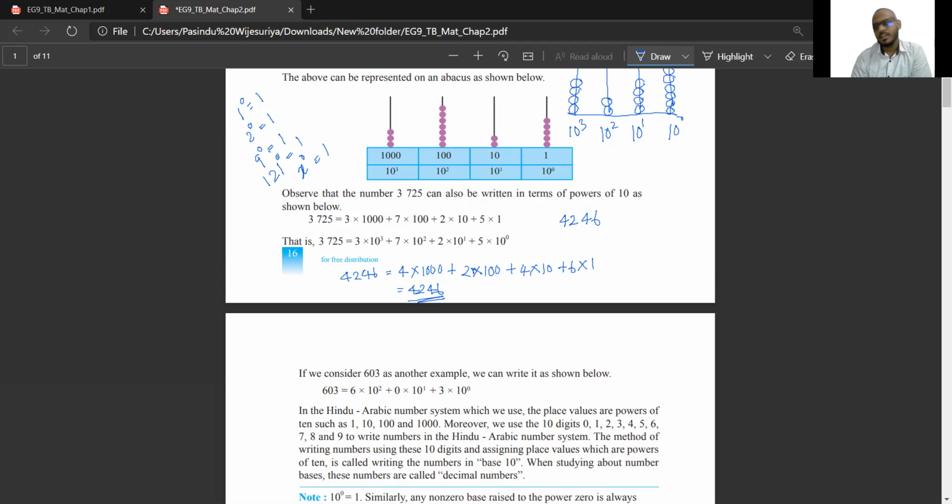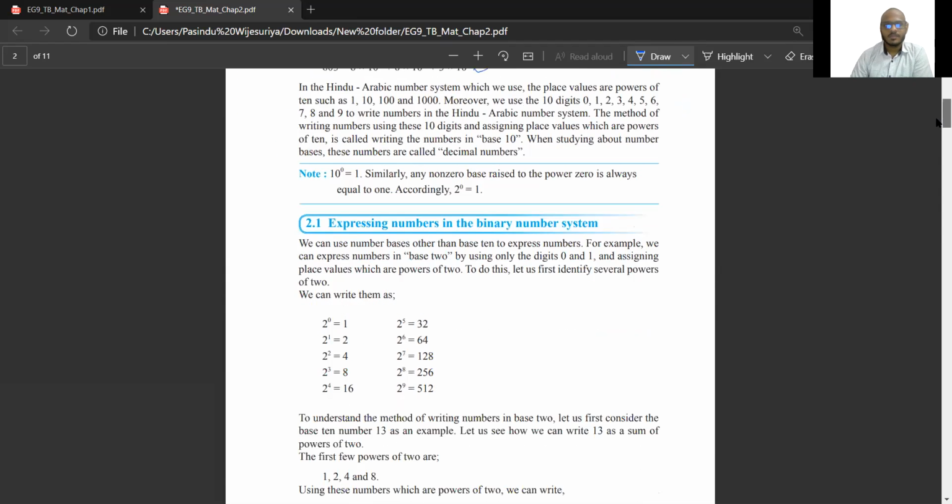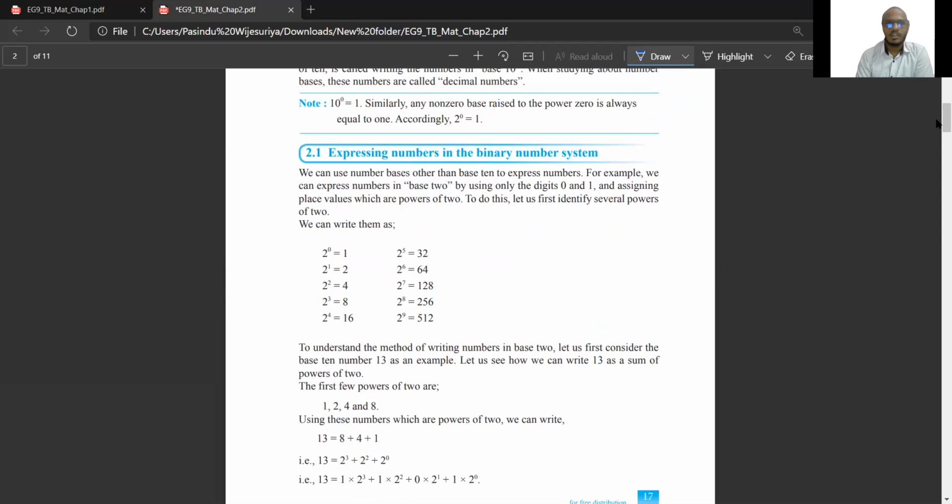I've done another example here, which is pretty much the same, so I'm not going to do that again. Then we are moving into expressing numbers in the binary number system. This may be a new part for you. I'm not sure if you have covered this in grade 8. So let's see. Binary, the word bi, means 2.